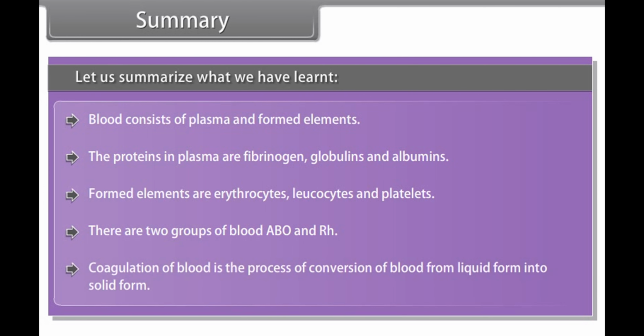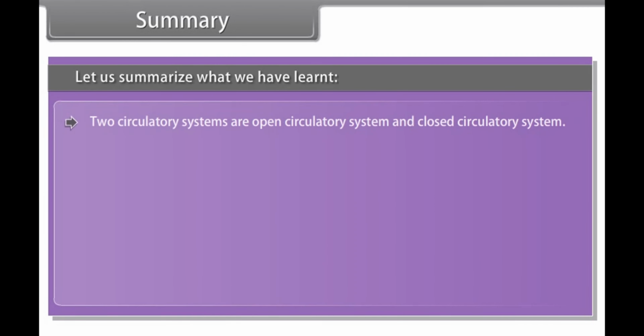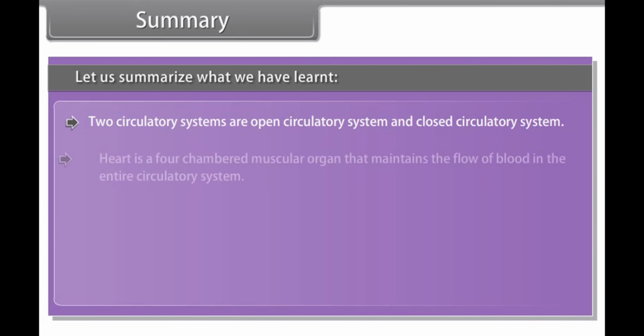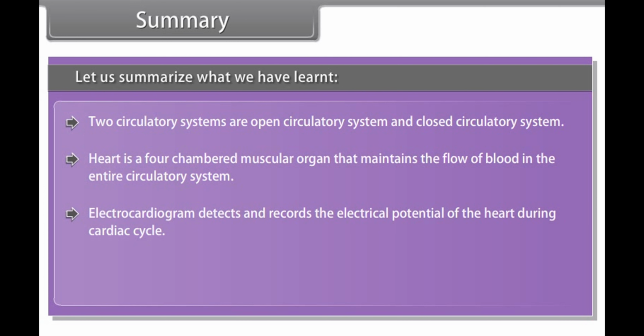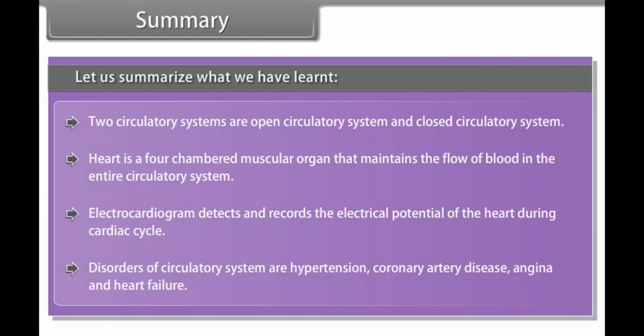Coagulation of blood is the process of conversion of blood from liquid form into solid form. The two circulatory systems are the open circulatory system and the closed circulatory system. The heart is a four-chambered muscular organ that maintains the flow of blood in the entire circulatory system. The electrocardiogram detects and records the electrical potential of the heart during the cardiac cycle. Disorders of the circulatory system are hypertension, coronary artery disease, angina and heart failure.